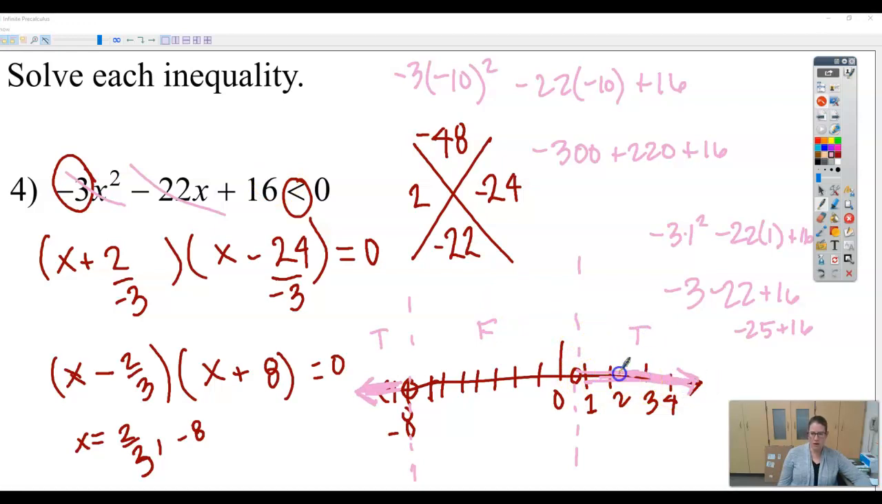So these are the ones that are less than 0. It would go from -infinity to -8, or from 2/3 to infinity. Okay. So go ahead and give some of these a try.